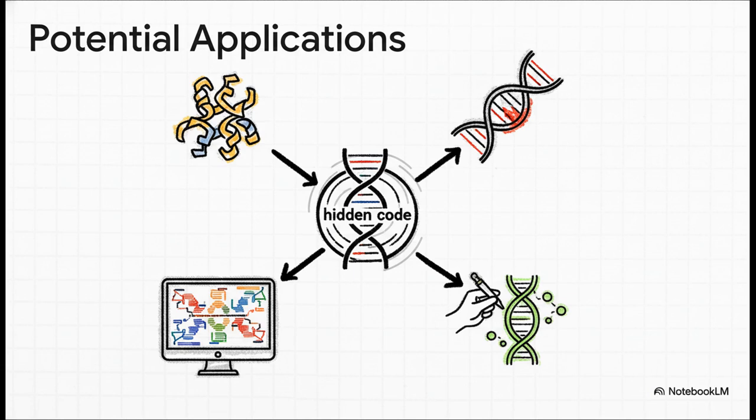Imagine if we could use this global language to predict a protein's shape just from its code. Or what if we could understand genetic mutations on a totally new level? It could let us analyze entire genomes way more efficiently, and maybe even design artificial genes from the ground up, all based on these mathematical rules.